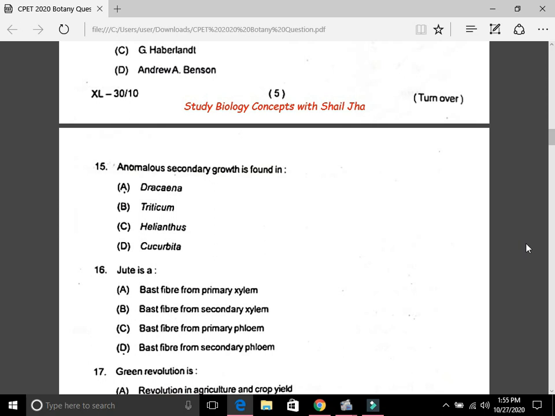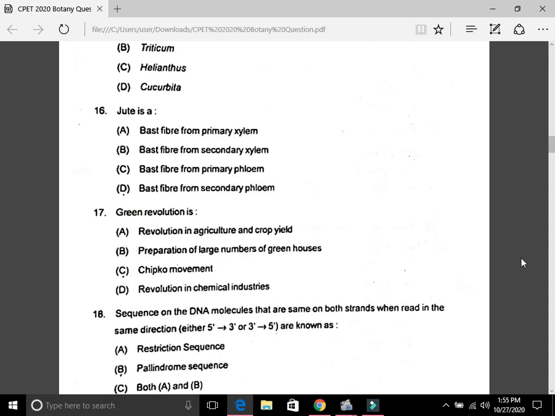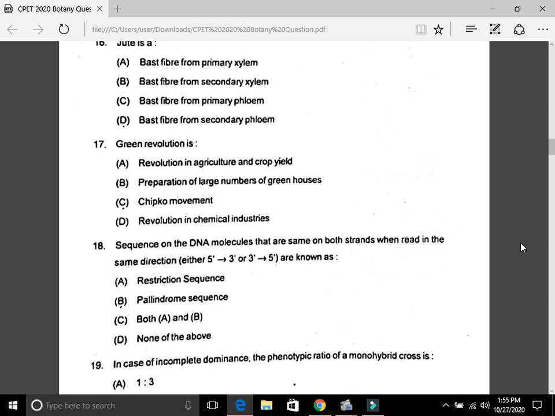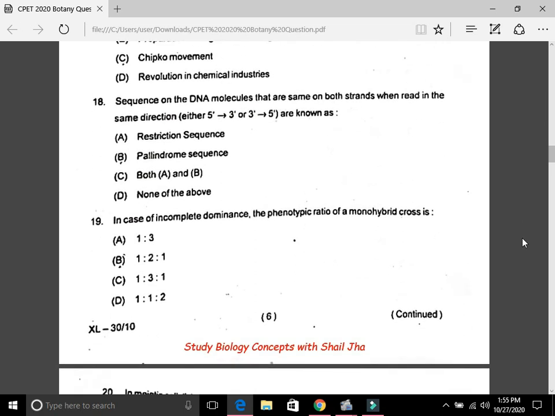Anomalous secondary structure is found in A, Dracaena. Jute is A. The answer is D, that is bast fiber from secondary phloem. Question number 17. Green revolution is revolution in agriculture and crop yield, that is A.